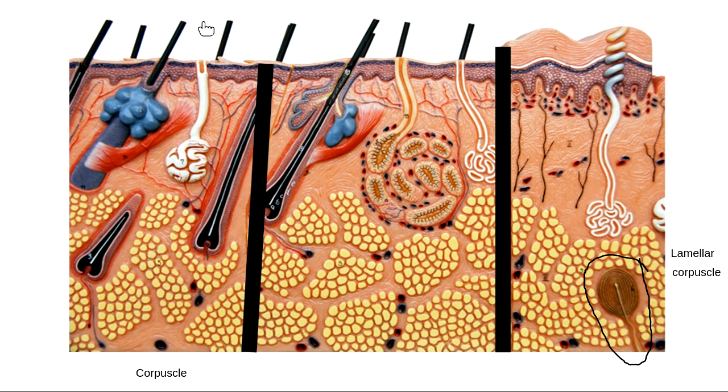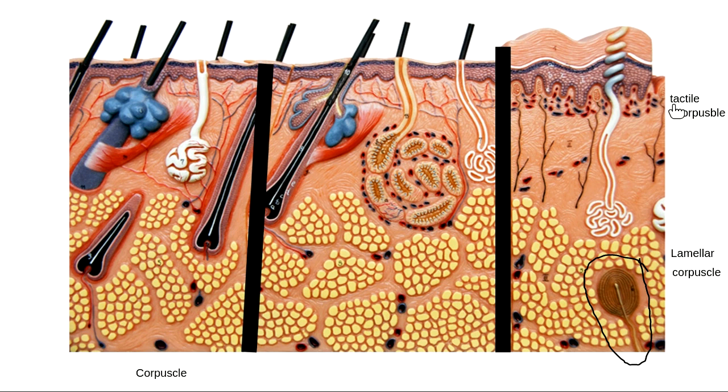Tactile corpuscles, that's my other structure. Tactile corpuscles, spelled it wrong, sorry. Tactile corpuscles are these little guys that are right up here. We're finding them up here in the papillary region of the dermis. Tactile corpuscles help us with touch sensations, so we call it light touch.